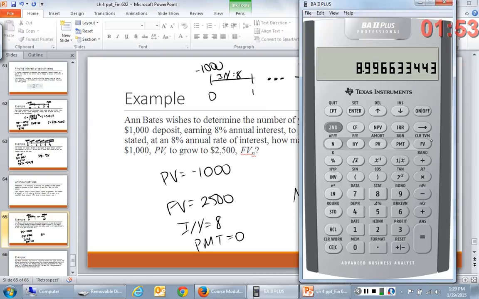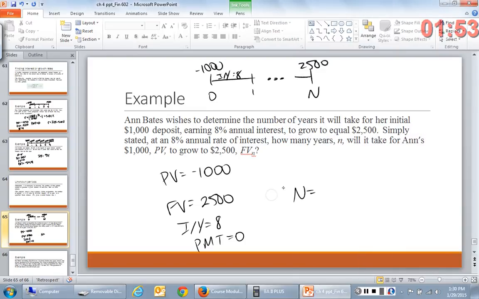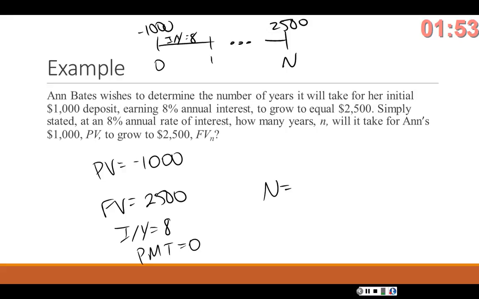So clear your time value of money. The present value is a negative $1,000. The future value is a positive $2,500. Payment is 0, and interest rate is 8. And we compute n, and you get 11.91 years. 11.91 periods. Here we're talking about annual compounding, so it would be years.